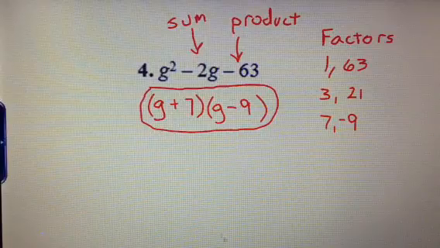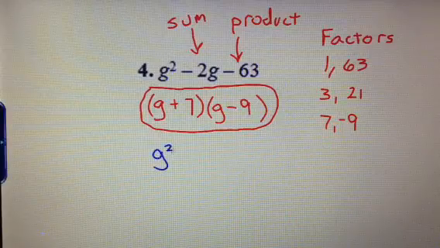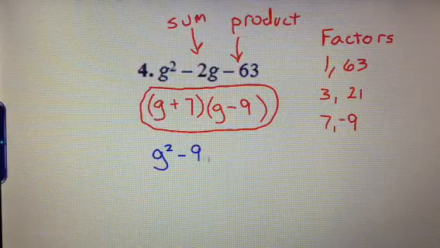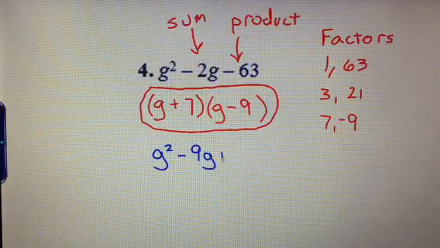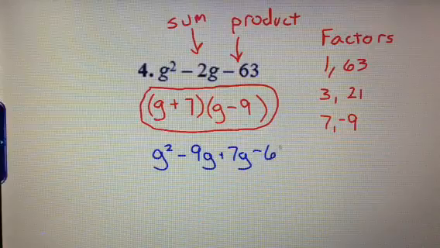Now if we check this real quick with the FOIL method, first times first, G times G is G squared. O stands for outer, G times negative 9 is negative 9G. I stands for inner, 7 times G is 7G. L stands for last, 7 times negative 9 is negative 63.